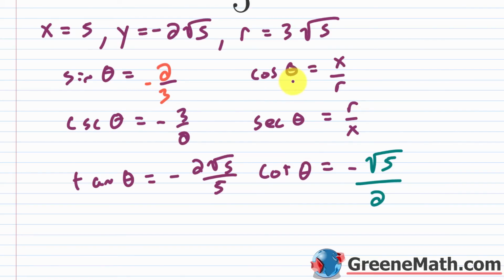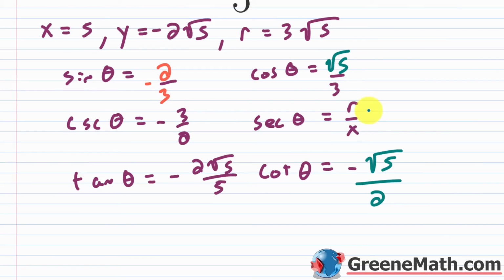For the cosine of theta, it's going to be x, which is 5, over r, which is 3 times square root of 5. Let's rationalize the denominator. I'm going to multiply by the square root of 5 over the square root of 5. So again, you have square root of 5 times square root of 5, which is 5. So this would be 5 down here. So 5 divided by 5 is 1. So this is square root of 5 over 3. Now for this one, you could flip this. But what I did was I rationalized the denominator first before I flip this.